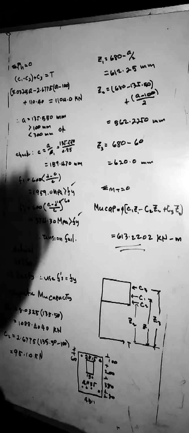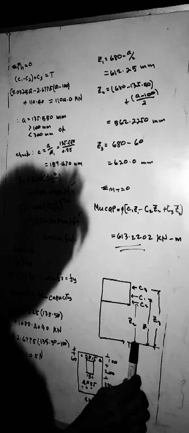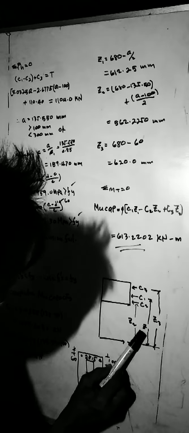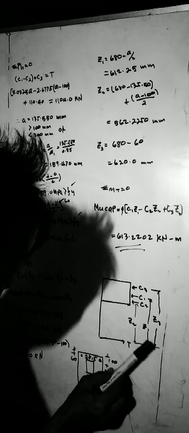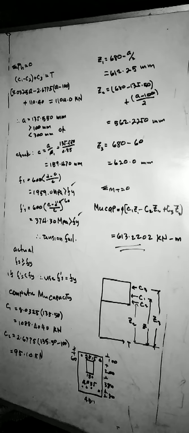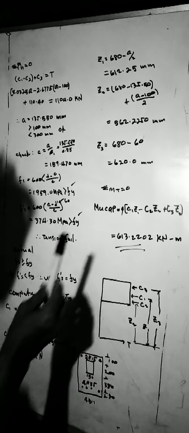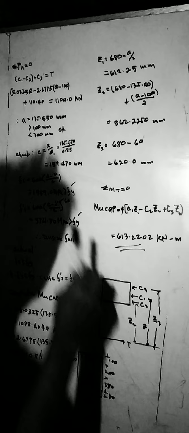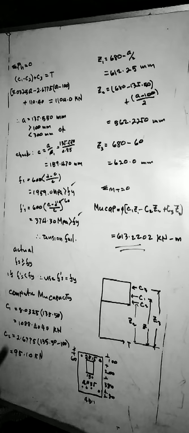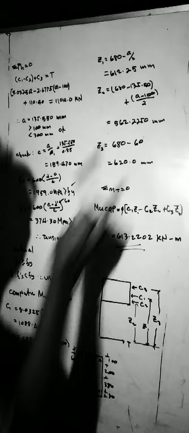Then we will compute the distance of C1, C2, C3 from the T here. For C1, the distance is Z1. Z1 is 680, from here up to here, minus a, that is the value of the neutral axis. We have that value, 135.550 divided by 2, and we have 612.25.